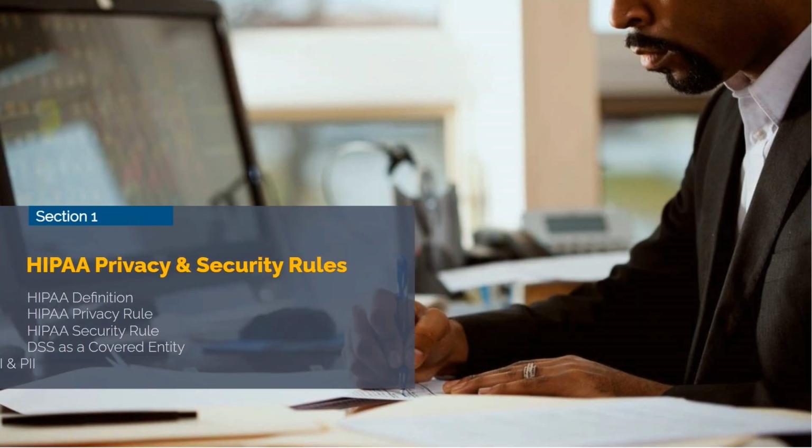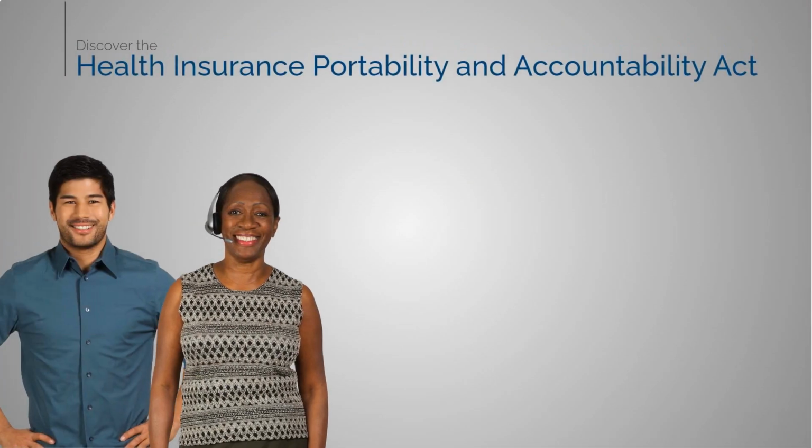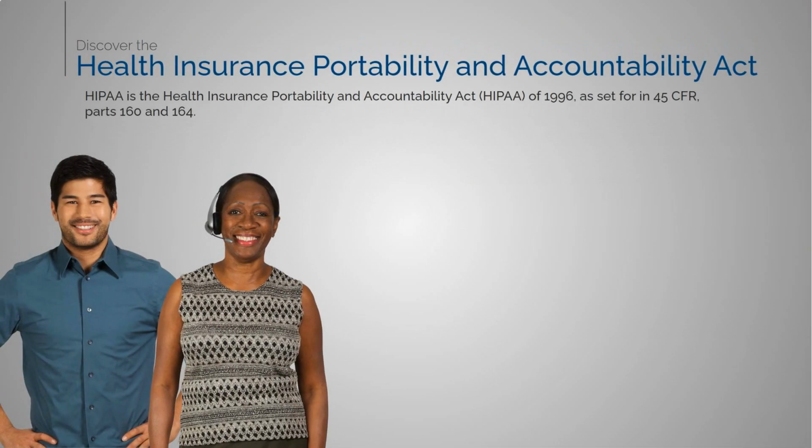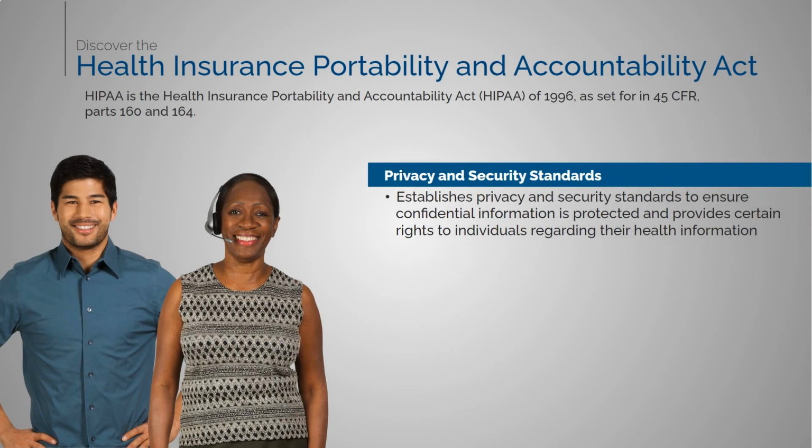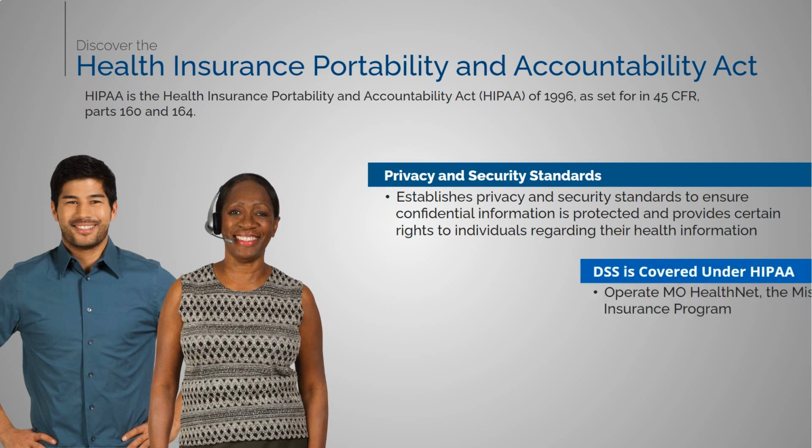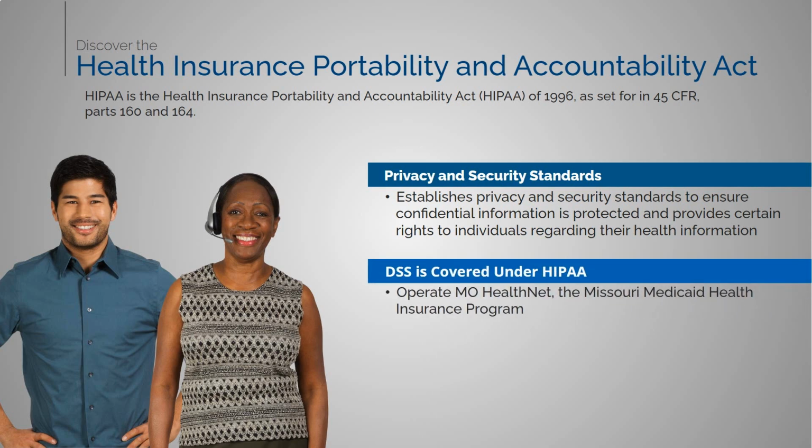In this section, you'll learn what protected health information, or PHI, and personally identifiable information, or PII, are, and examples of each. You'll also learn what HIPAA is and how HIPAA affects DSS. What is HIPAA? HIPAA is the Health Insurance Portability and Accountability Act. HIPAA establishes privacy and security standards to ensure that confidential information stays protected and to provide individuals with certain rights to their health information. The Medicaid Health Insurance Program is a health plan. Health plans are covered entities under HIPAA.